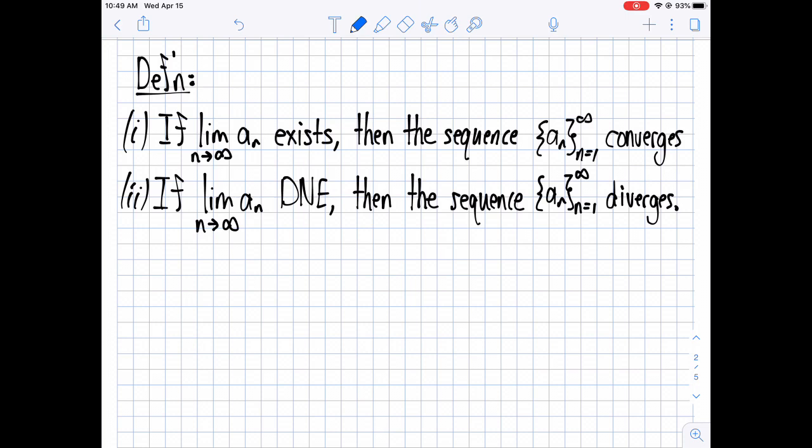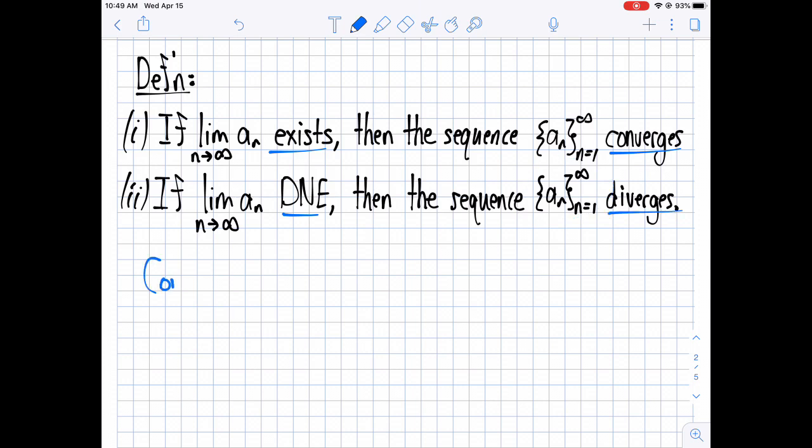For an improper integral, at the end we would always be doing a limit, and if that limit existed, then the integral was convergent, and if it did not exist, then the integral diverged. This is exactly the same thing. If our limit exists, then the sequence is going to be convergent. However, if the limit does not exist, then our sequence is going to be divergent.